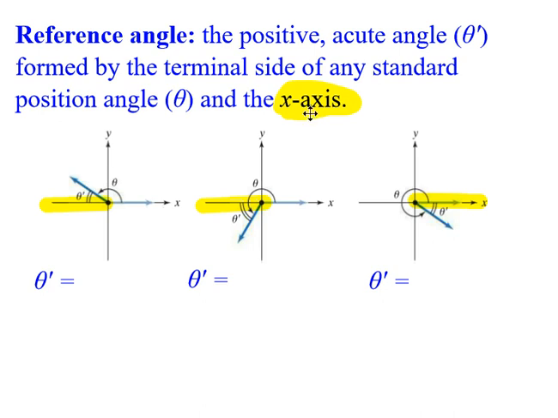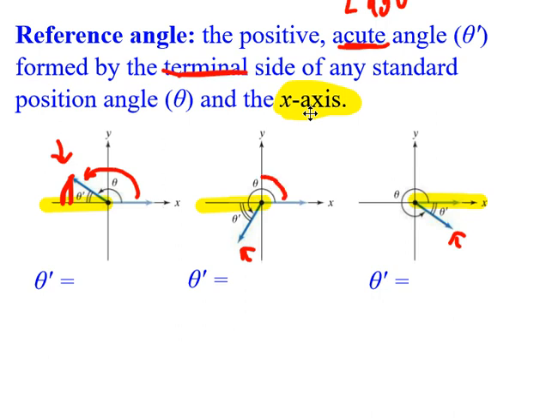It's a positive acute angle. Hopefully you remember acute means less than 90 degrees, so it has to be less than 90. It's formed by the terminal side, where my angle ends. So I go from the terminal side, and it's the angle between that and the x-axis. So from here, we're always going to go to the x-axis. So I came around to here, and then I'm going right there. Boom, that angle right there. Keep going, that's my reference angle.